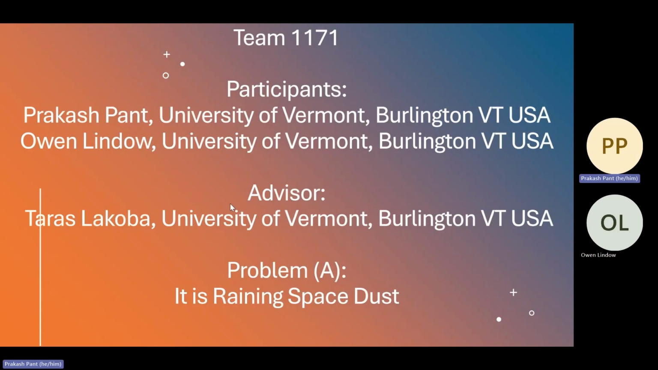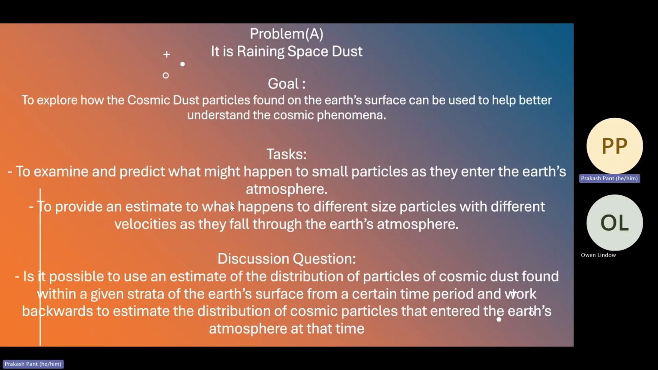Hi, this is Team 1171 from University of Vermont, and the problem we are working on is "It's Raining Space Dust." The goal of our project is to explore how cosmic dust particles found on the layer of Earth's surface can be used to understand cosmic phenomena, the region the cosmic dust entered from, the influx of them, and things like that.